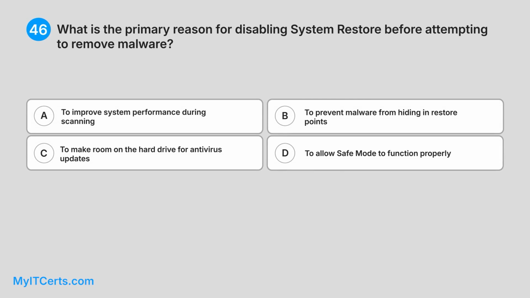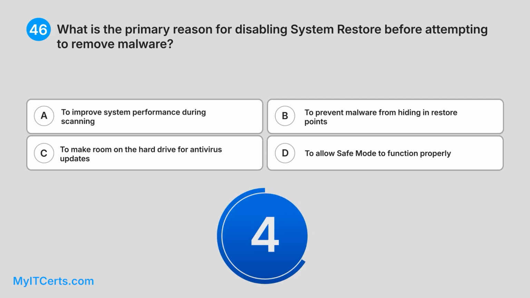46. What is the primary reason for disabling System Restore before attempting to remove malware? A. To improve system performance during scanning. B. To prevent malware from hiding in restore points. C. To make room on the hard drive for antivirus updates. D. To allow safe mode to function properly. Do you know the answer?